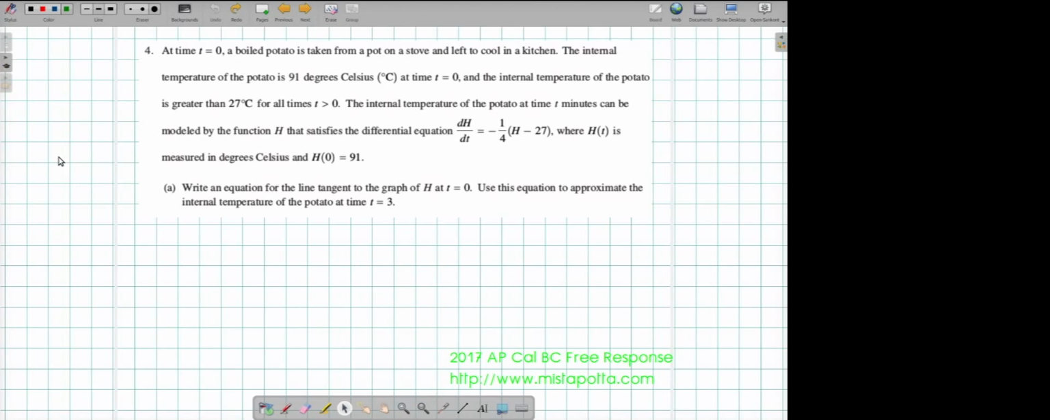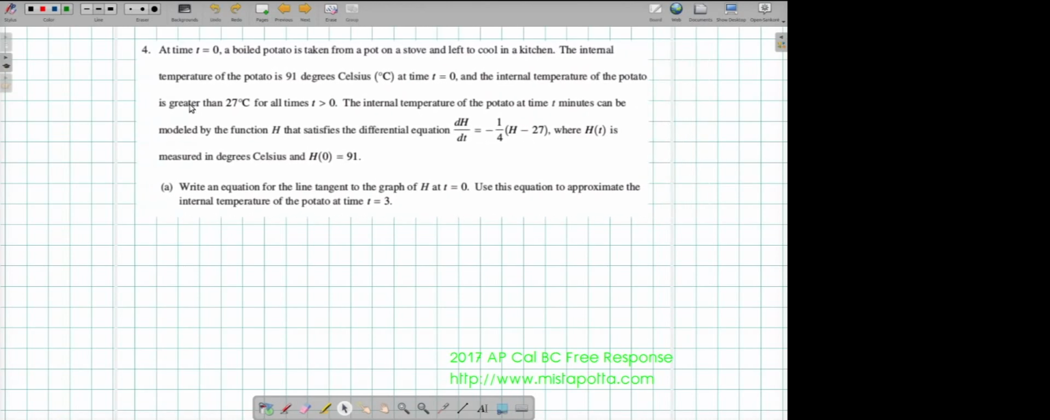on a stove and left to cool in a kitchen. The internal temperature of the potato is 91 degrees Celsius, with the internal temperature of the potato being greater than 27 for all times t greater than 0. That's going to be very important for us. The internal temperature is given by this differential equation. Notice that this differential equation is in terms of our dependent variable, not our independent variable. This is something we've seen quite a bit of on the AP exam.